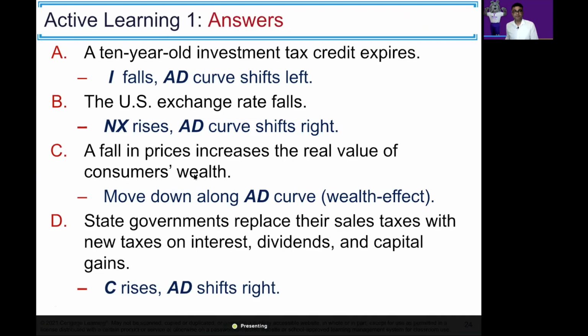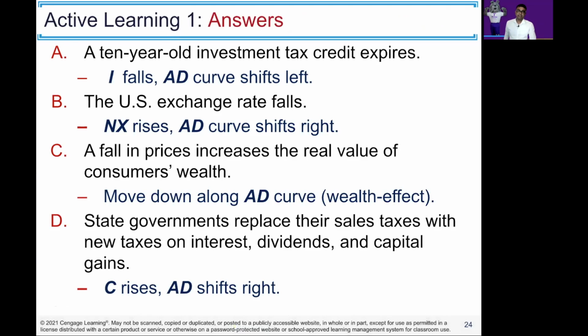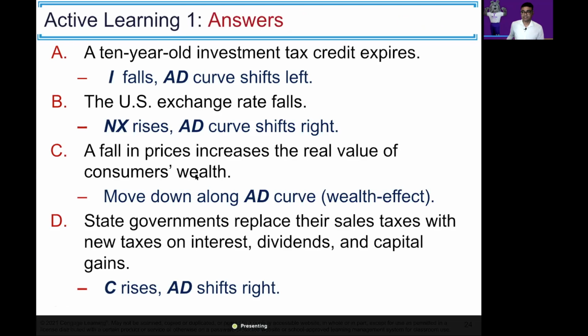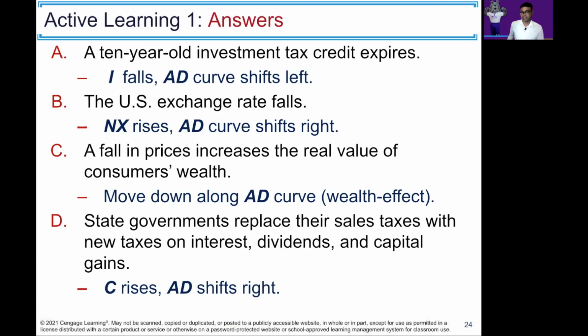So let me explain the answers here. The first one, a 10-year-old investment tax credit expires. So here you don't have any investment tax credit. In that case, your investment falls, and the aggregate demand curve shifts left. Second, the US exchange rate falls. We just explained that US goods are then cheaper compared to other countries, so net exports will rise, and your aggregate demand curve shifts right.